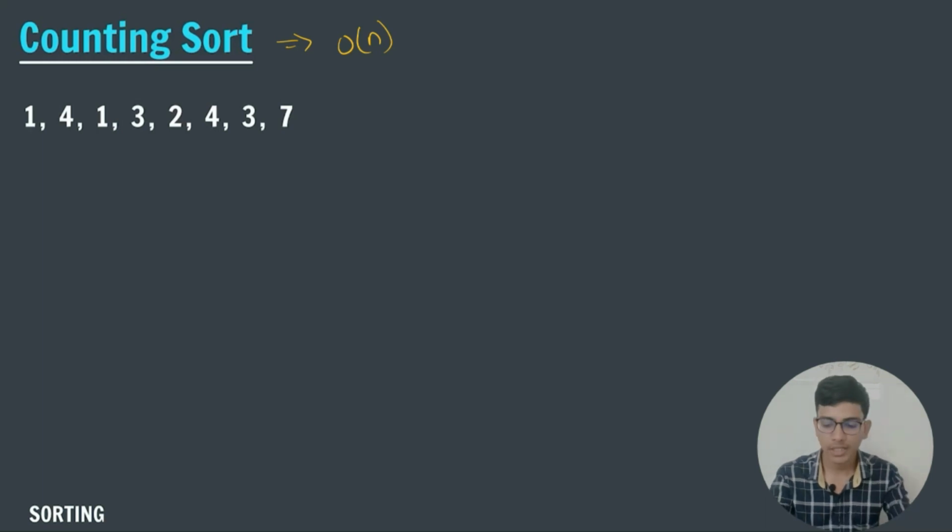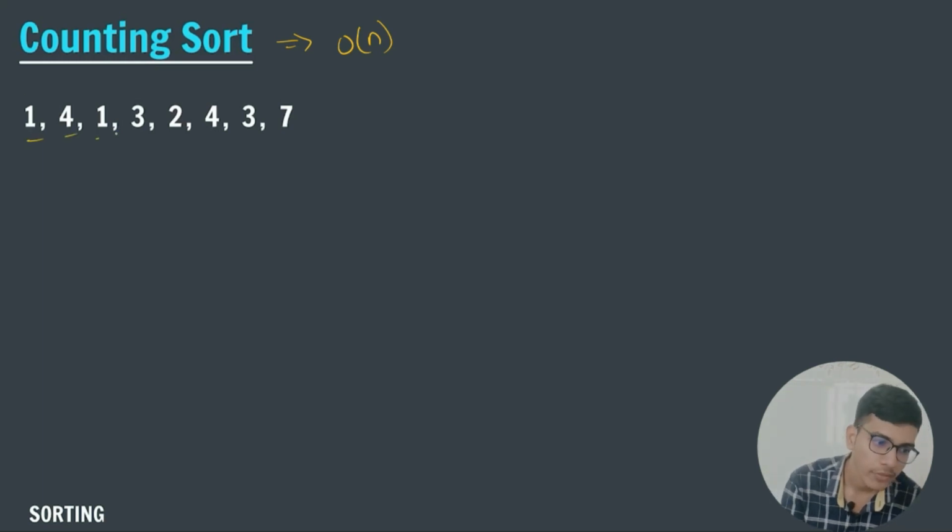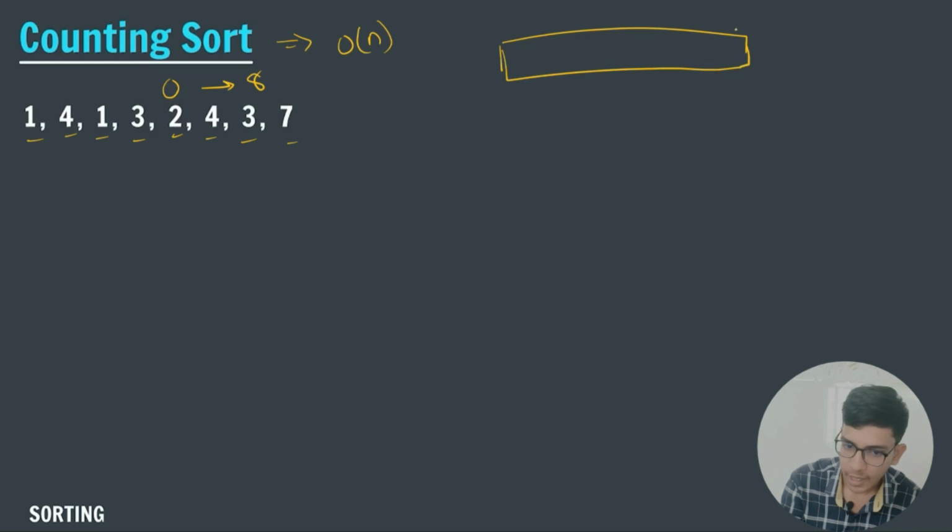So here these are my elements: 1, 4, 1, 3, 2, 4, 3, 7. These are my elements, right? I can see that my elements are from 0 to at max 8. So I will create my array of size 8, and here I will store these numbers: 0, 1, 2, 3, 4, 5, 6, 7, 8. These are my numbers, right?